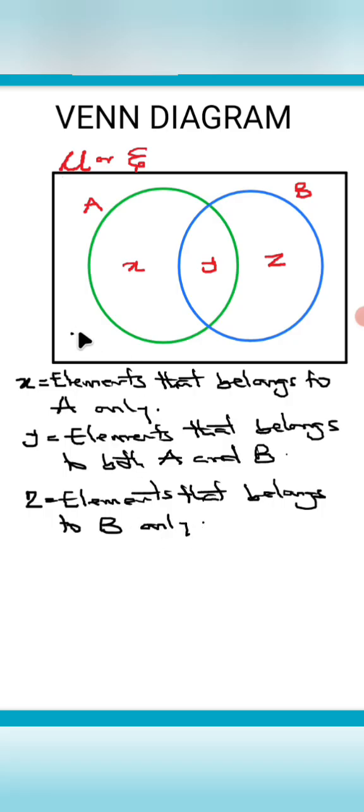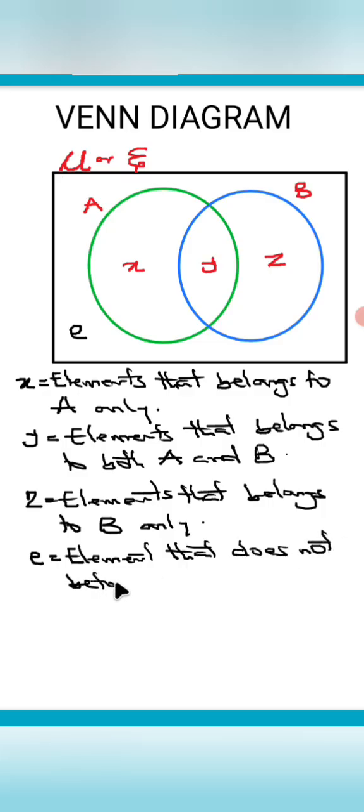So let's have one more point. Let's just call this point E right here inside the rectangle. So the point E is not inside the first circle A nor circle B. So we're going to say elements that do not belong to either A or B. Now that's it. Now let's take all this in set notation.